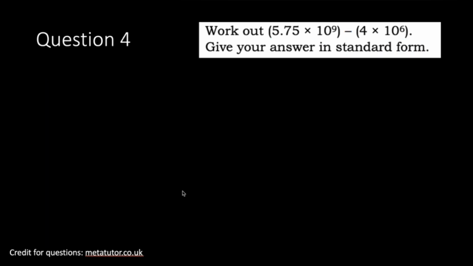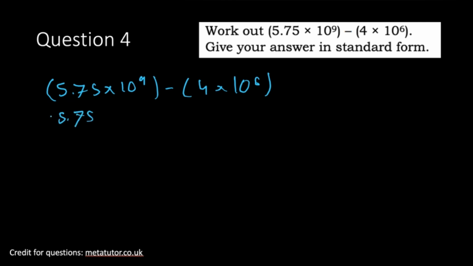Okay, so next question. This time we're going to convert from the smaller power. So 5.75 times 10 to the power of 9 minus 4 times 10 to the power of 6. So we're going to convert the smaller power to the bigger power, so 6 to 9. So 5.75 times 10 to the power of 9 minus 4 divided by 10 to the power of 3 times 10 to the power of 9. We just split the 10 to the power of 6 into divided by 10 to the power of 3 and times 10 to the power of 9.